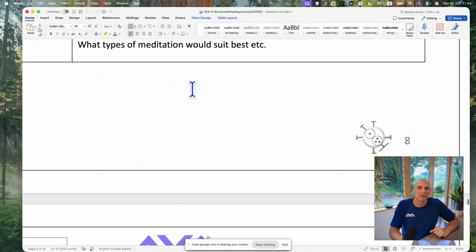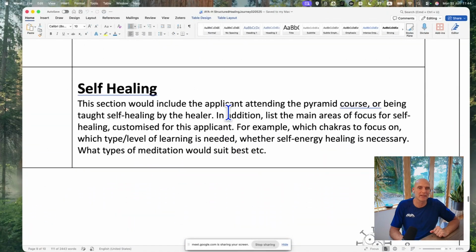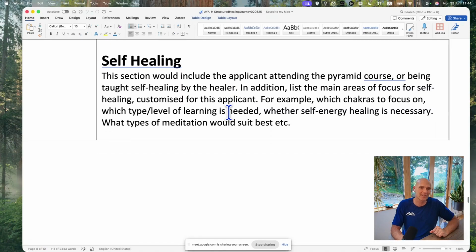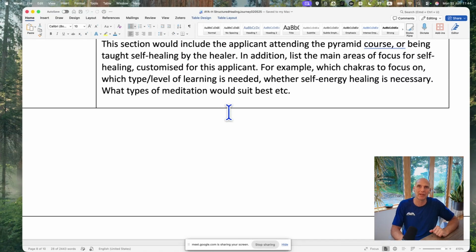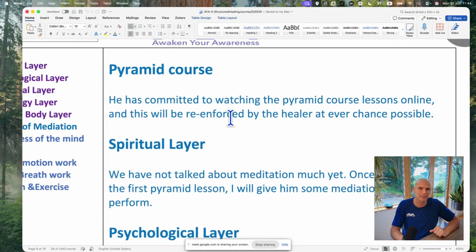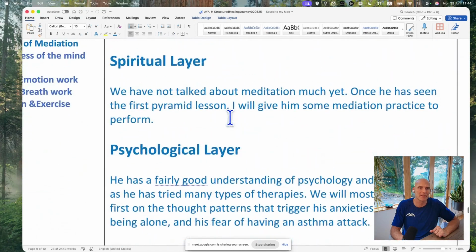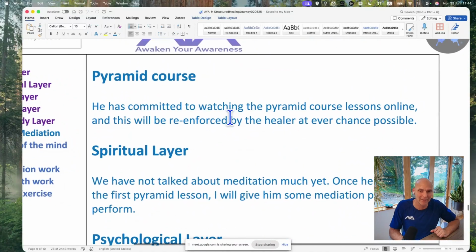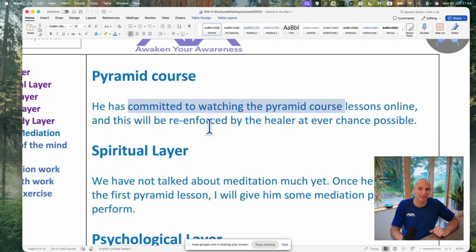Any questions about that? Okay, and lastly, the self-healing section. Now, basically here we want to just list what he's going to be doing in his self-healing journey. So I've just basically listed the different layers and put some notes about what he can and can't do currently. So for the pyramid course, he's committed to watching the pyramid course lessons online, and that will be reinforced by the healer any chance possible.